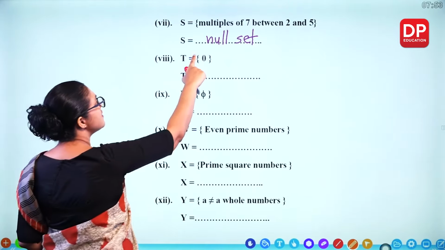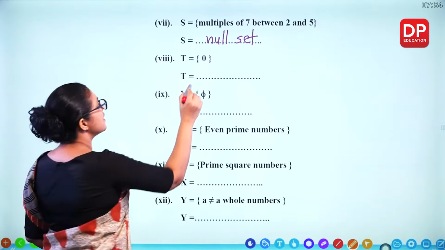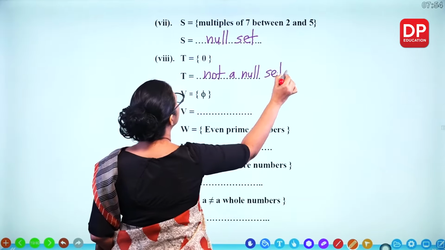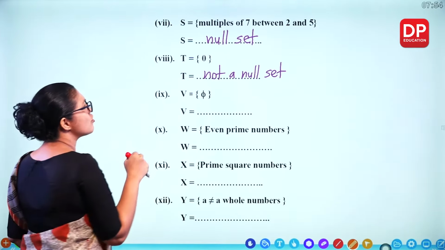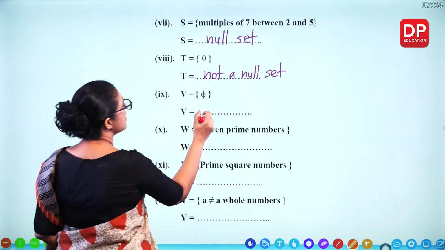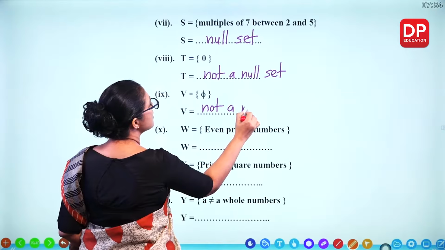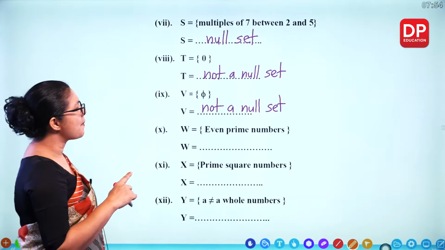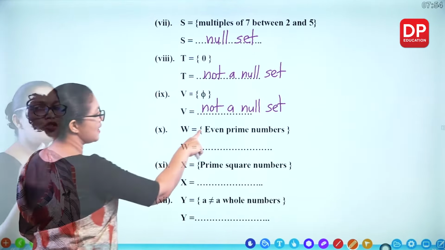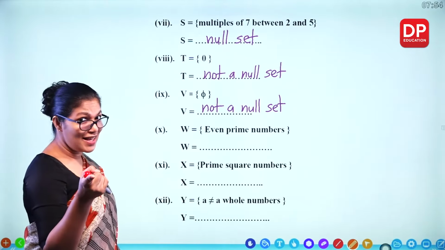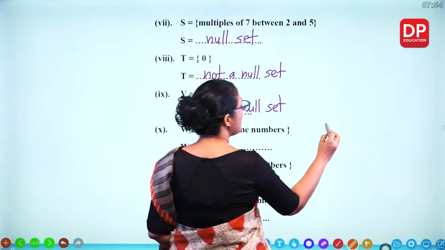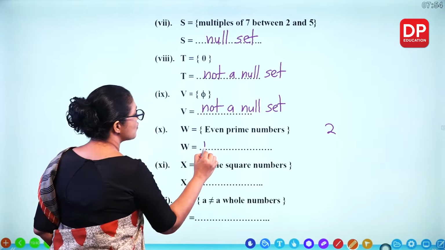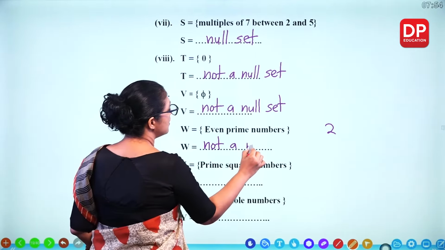T is there, O is there, so there's an element. Not a null set. V is there, an element there. So that means not a null set. Even prime numbers. Prime numbers are not even, but even prime numbers are there. What are they? 2. 2 is a prime number as well as even. So there are elements. So not a null set.